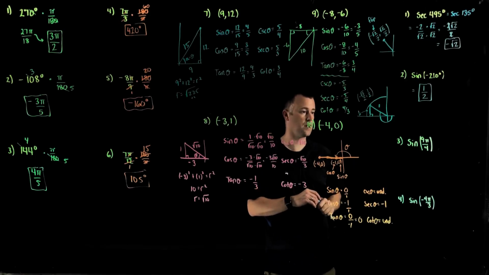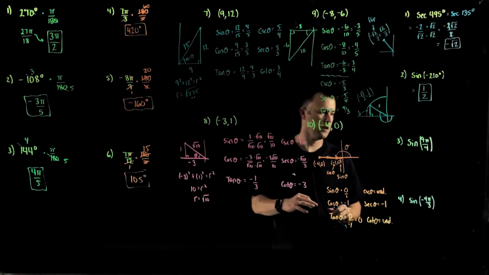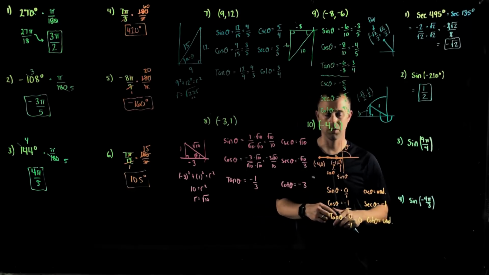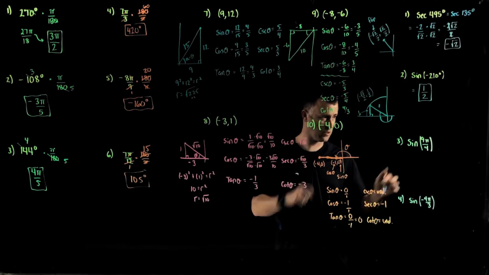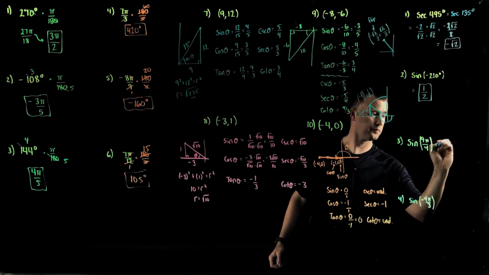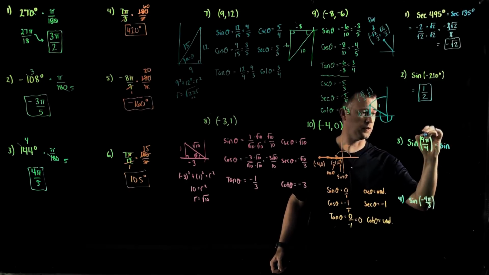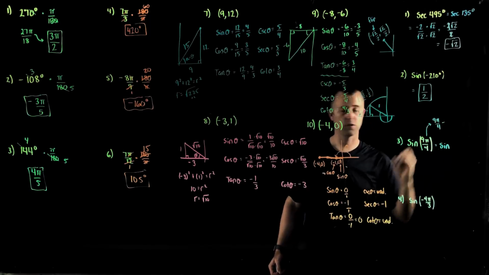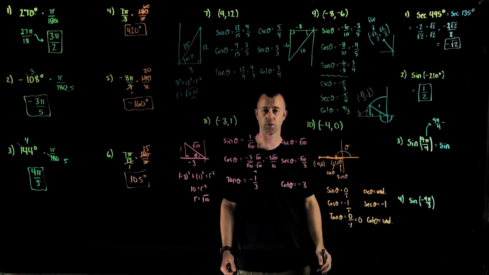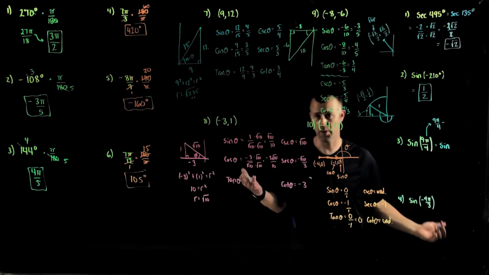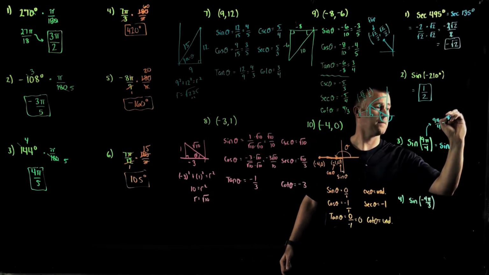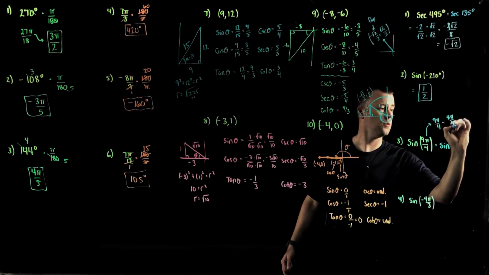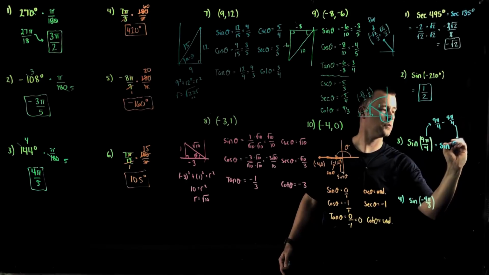Number 3, we have sine of 9 pi over 4. Notice it's all sines, seeing if you know the unit circle at this point. Again, I'm going to do coterminal angles yet again. I'm going to subtract 2 pi because this one's too big. 8 pi over 4 is 2 pi, so I'm going to take away 8 pi over 4. If you do that, you end up with pi over 4.